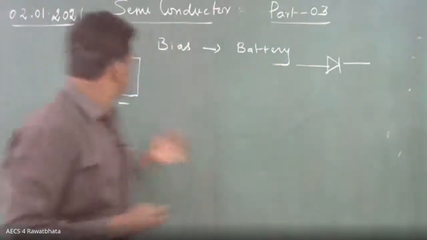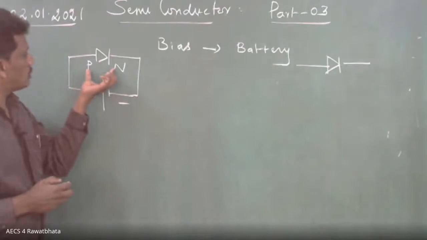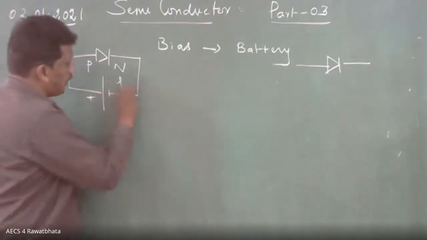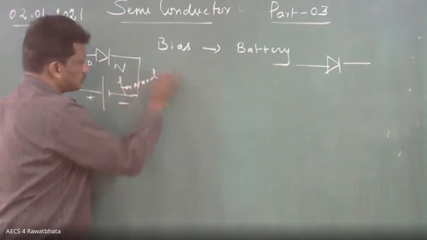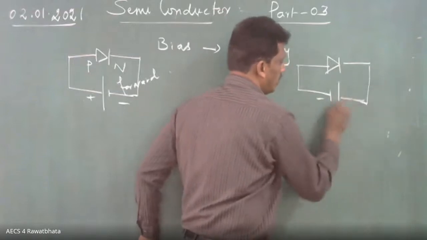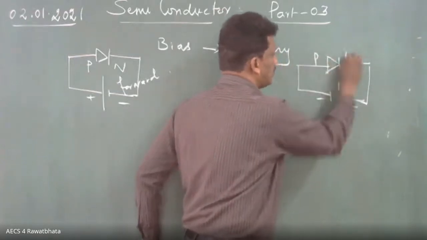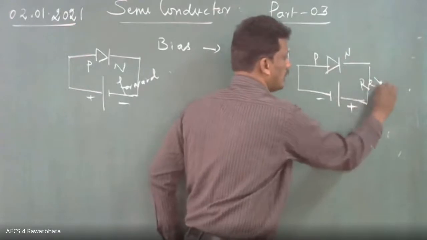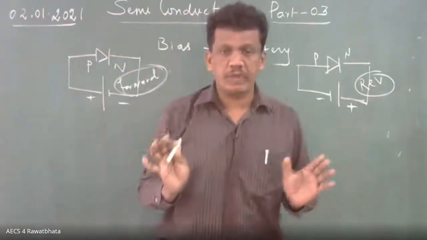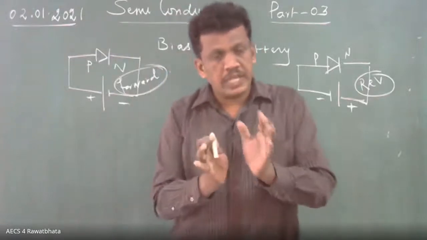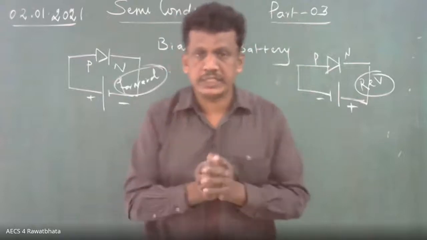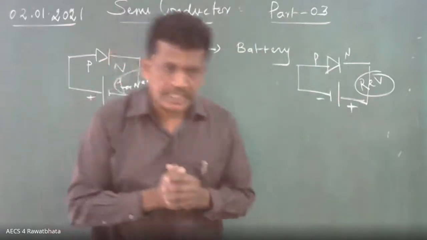So here, suppose a PN junction diode, the P region with the positive, N region with the negative. What do you say? Forward bias. If you have it like that, here minus, here plus, this is P region, this is N region. This, what do you say? Reverse bias. Please understand these two very carefully. Based on that only we can go for characteristics and also the rectifier. These are today's topics we are going to discuss.